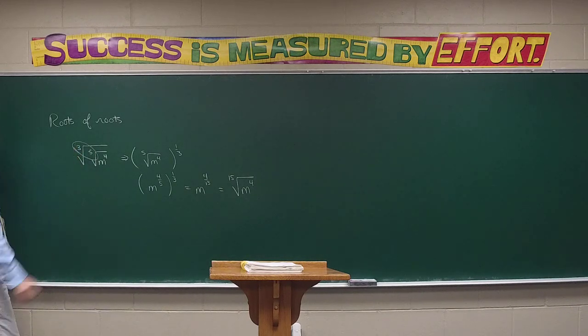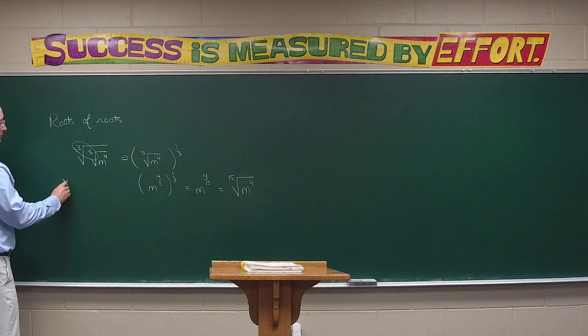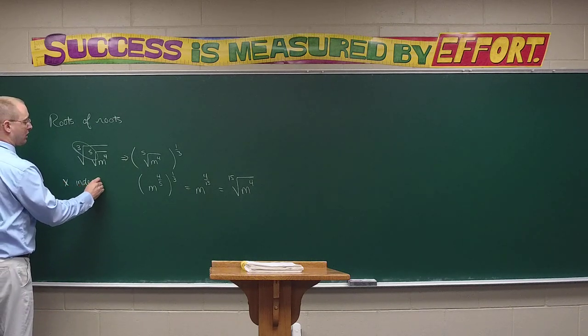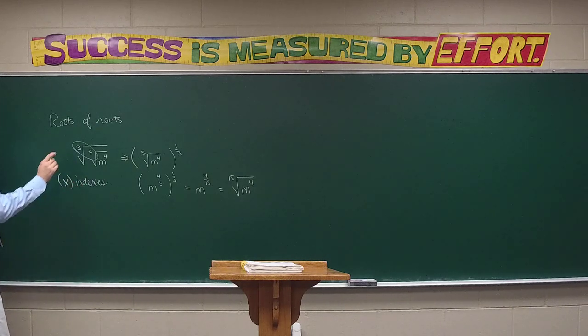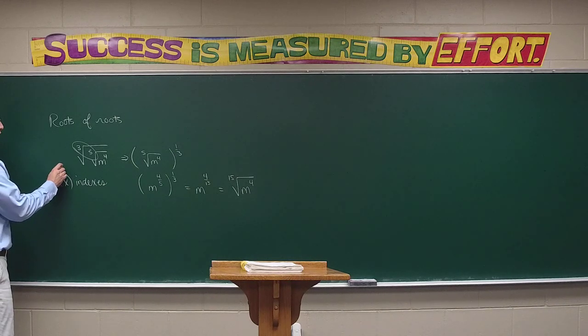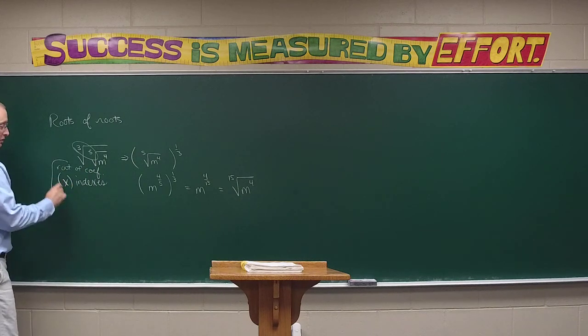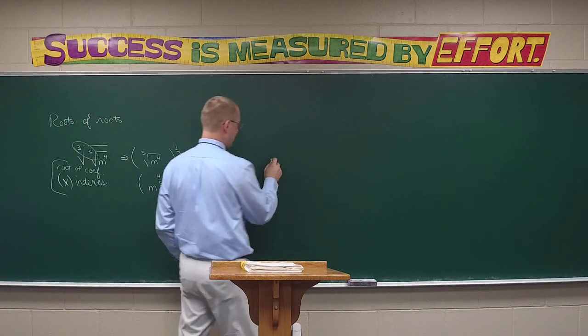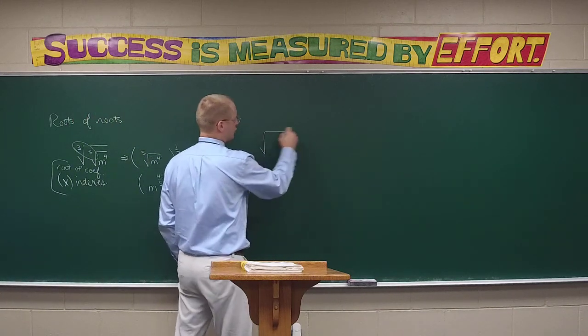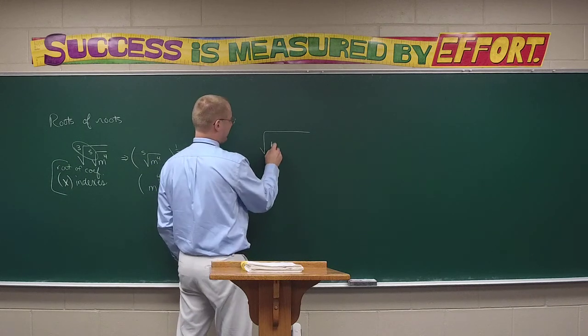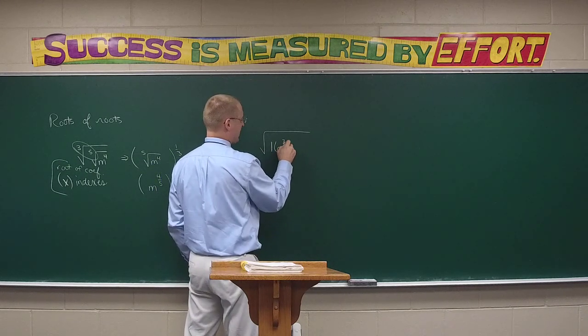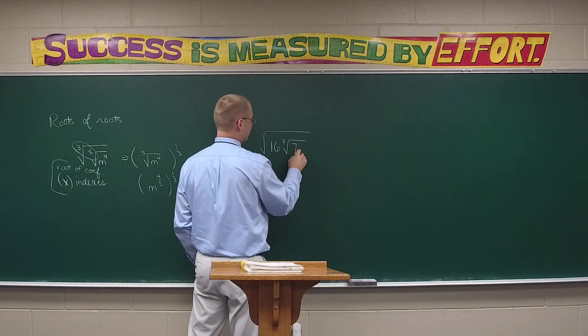Basically, multiply the indexes. That's really what it comes down to. Multiply the indexes together. Now, if there happens to be a coefficient, you would start by taking the root of the coefficient first. So, for instance, if we had maybe the square root of 16 times the cube root of 7r.